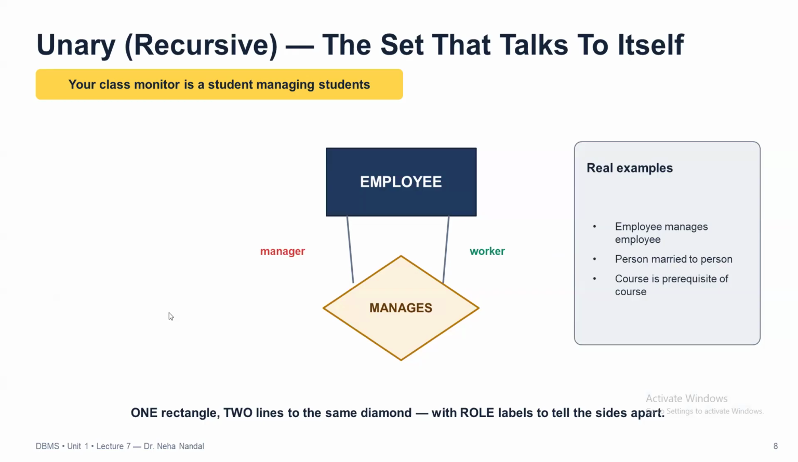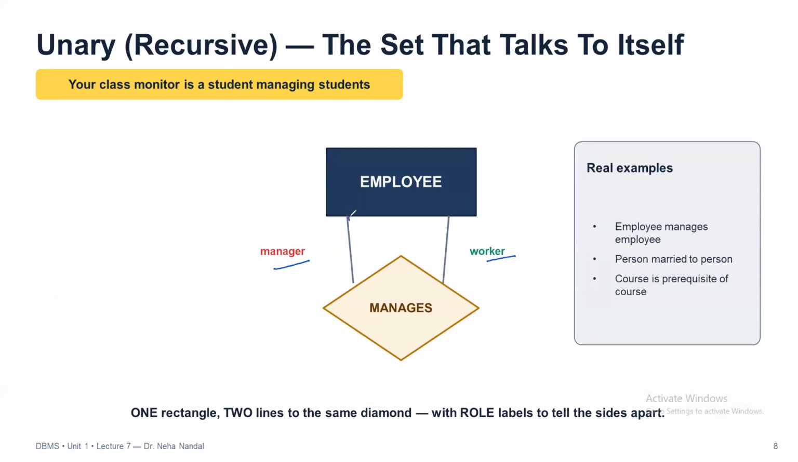So a set of employees: the employee can be a manager also, and the employee can be a worker also. Now I hope you are getting some idea. What is the meaning of recursive relationship? It's like your manager is also an employee, and the worker is also an employee. Correct. So same rectangle, but two lines going to the same diamond.